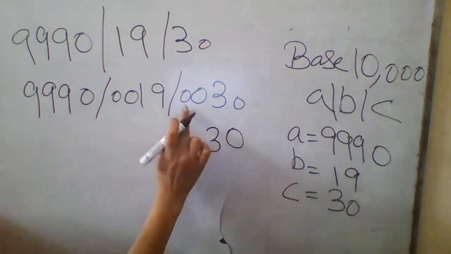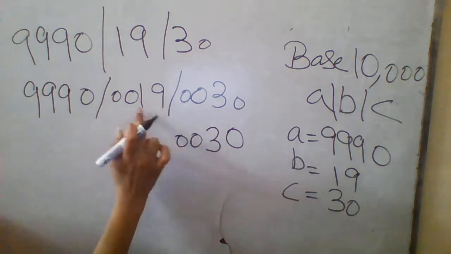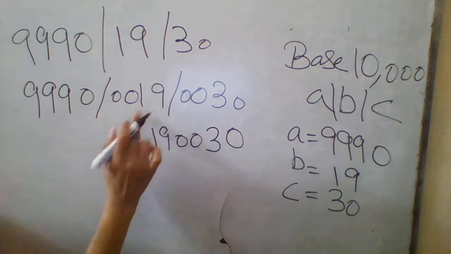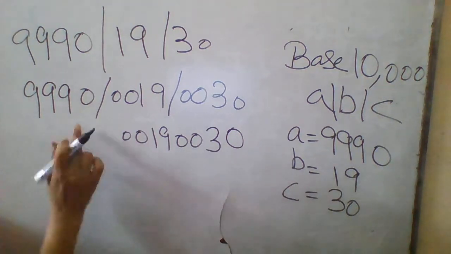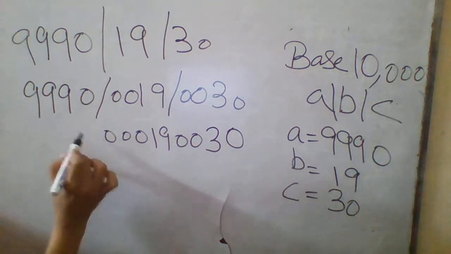0, 3 and 2 zeros. So 2 zeros here. This is 19 and 2 zeros. So 2 zeros here. And this is 0 of this. And these are 3, 9.